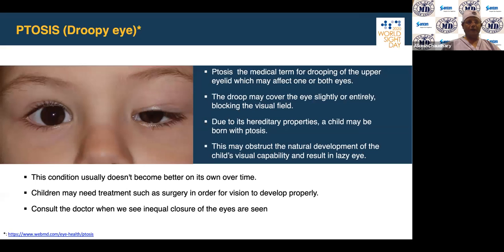Ptosis is droopy eyes. If they cover the pupil area, you can see the center normal reflex. You see this is the cornea reflex. In this droopy eye, you see the center of the cornea is covered.